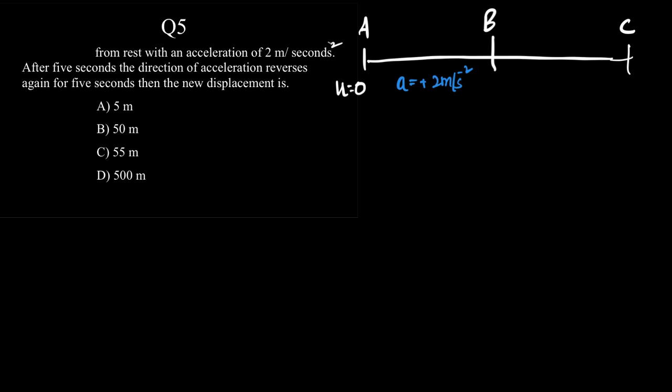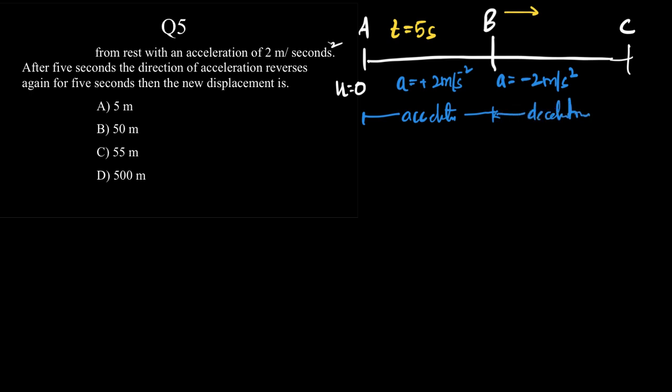After 5 seconds, which means it has traveled for 5 seconds, the direction of acceleration reverses. Mind you, the direction of acceleration reverses and not the direction of motion, which means the body is still moving in the same direction, but acceleration here becomes minus 2 meter per second square. Or in other words, this much region was the region where the body was under acceleration, and now the body has started decelerating. Right?